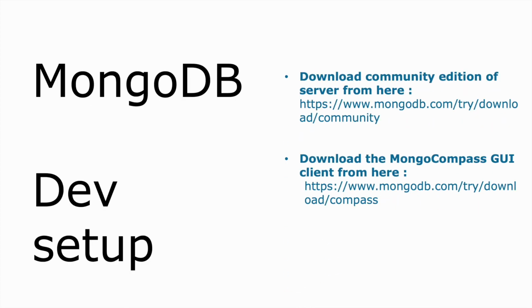So now we will see how we can do a quick small dev setup of MongoDB and see how we can insert some documents, insert some rows in a collection of MongoDB, and how we can query for it or how we can update or delete that. In order to do that, we'll have to first download the community edition of the server from the link given here, and then we can download either the GUI based client or a CLI based client.